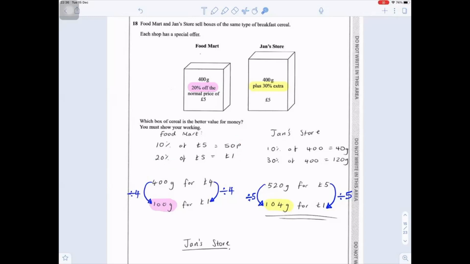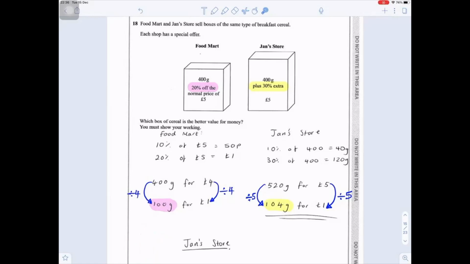So that means you're buying 400 grams. Remove £1. 5 take away 1 is 4. You're buying 400 grams for £4. If you divide by 4, you get £1, and divide by 4 on this side, you get 100 grams. So 100 grams is £1. So we want to compare how many grams you get for £1. Grams per pound. That's what we want to do. How many grams you get for each pound.